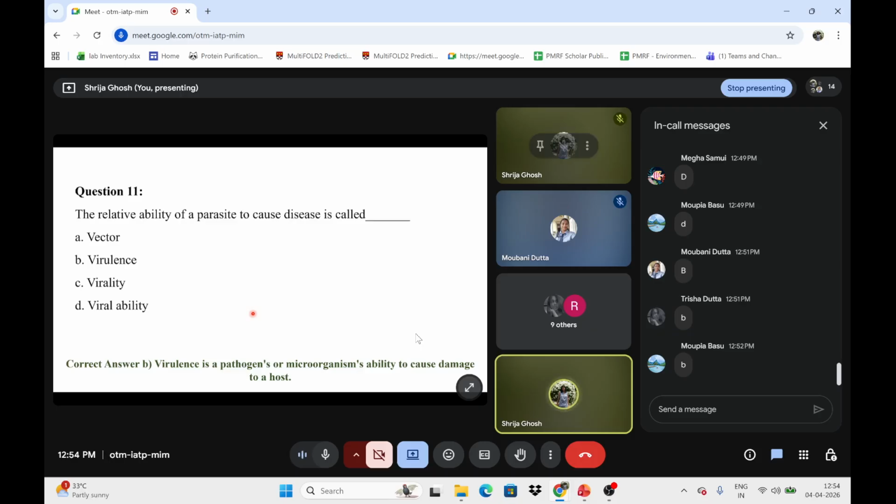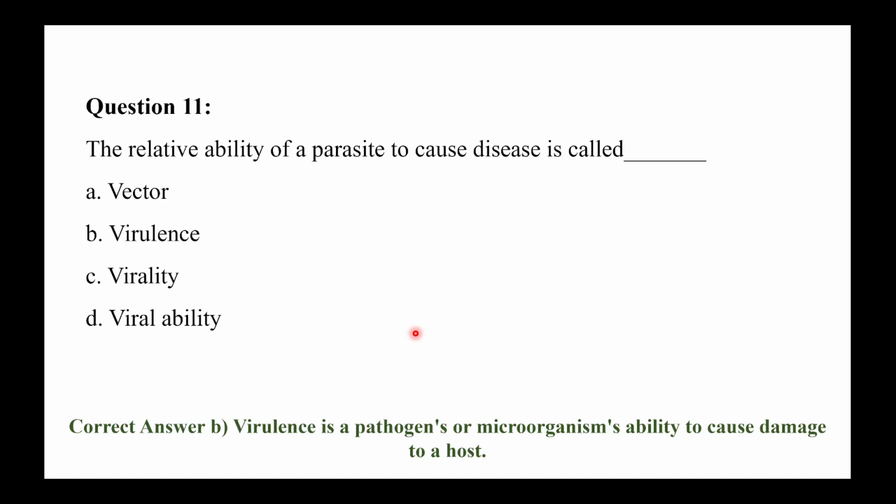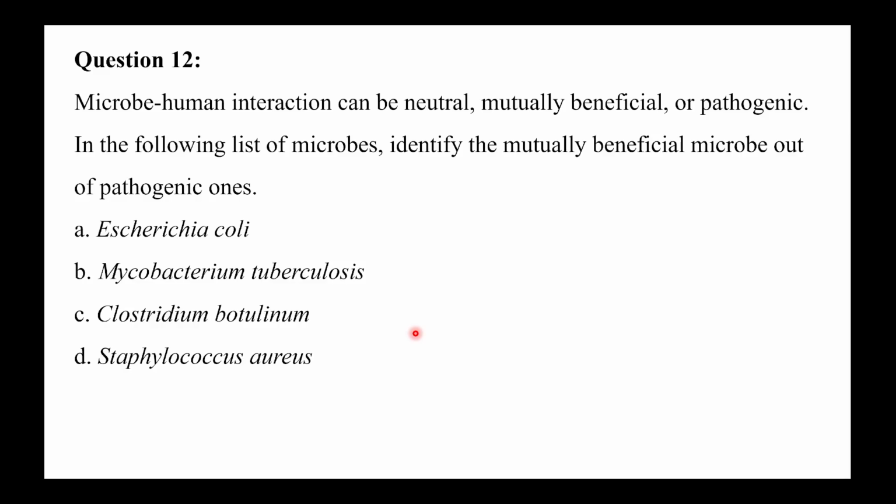Let me know if you have any doubt or any questions. Okay, moving on to the next question, question number 12. Microbe-human interaction can be neutral, mutually beneficial, or pathogenic. In the following list of microbes, identify the mutually beneficial microbe out of the pathogenic ones.